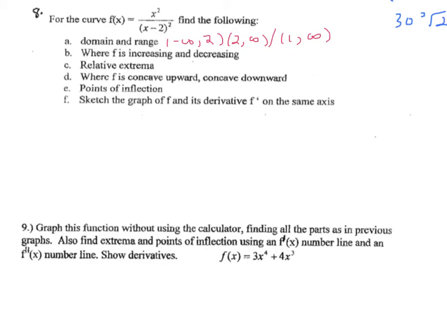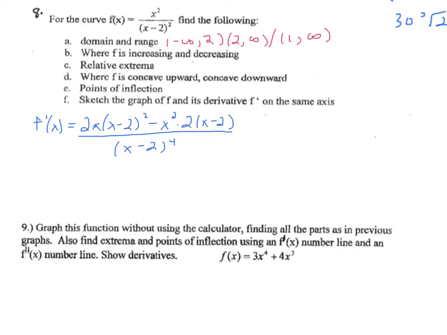Where is our function increasing and decreasing? We will have to do the derivative test for that. So first let's do the quotient rule to get our derivative. So we'll do the derivative of the top times the bottom minus the top times the derivative of the bottom all over the bottom squared.